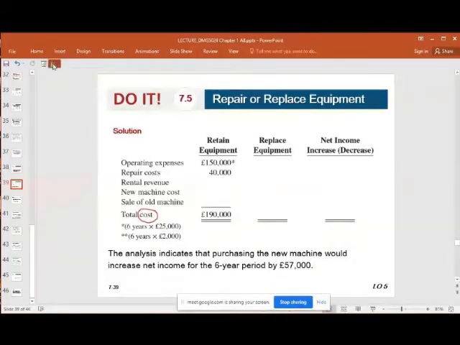So since this is expenses, from 150 to 0, expenses decrease, your cost decreases, your net income increases. So 150 reduced to 0, expenses decrease, net income increase. So you have positive 150.